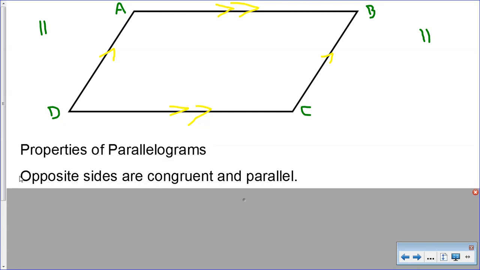The first property that we're going to focus on is that opposite sides in a parallelogram are congruent and parallel. If lines are parallel, they will never ever touch. If we think for a moment about the lines that run down the middle of Main Street in Madison, those two yellow lines are parallel. They never ever touch. Parallel lines will never intersect at any point. So here, line AD is parallel to line BC. Those lines will never touch.